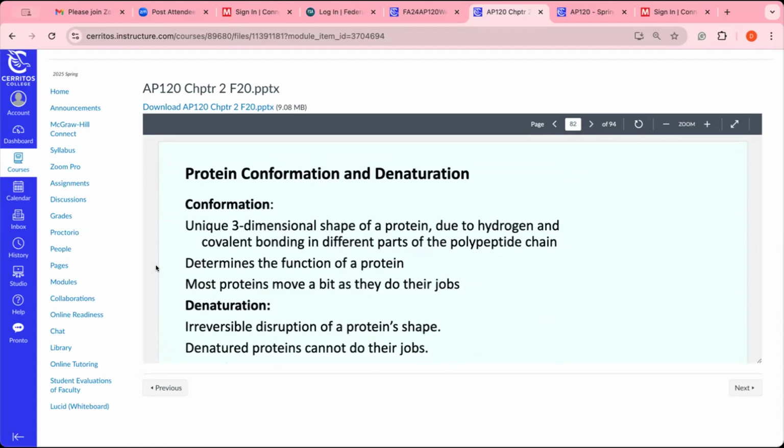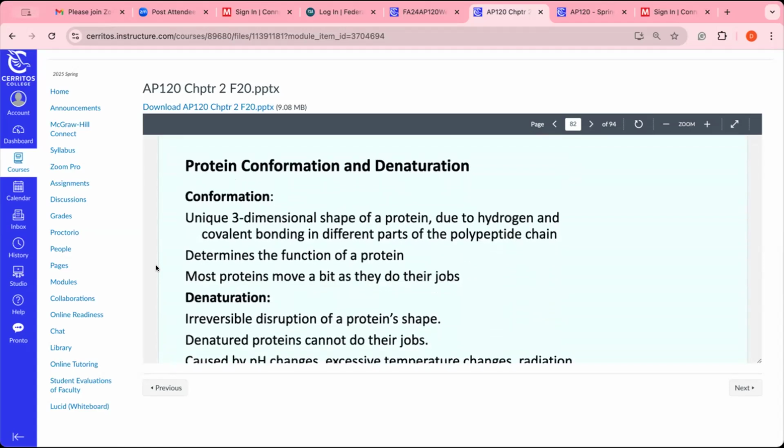Protein conformation and denaturation. The conformation is a unique three-dimensional shape of a protein due to its hydrogen and covalent bonding in different parts of the polypeptide chain, which determines the function of a protein. So depending on where the bonds are in the protein and what type of bonds you have, you get different kinds of protein. And that's how you distinguish the shapes, where they bond and what kind they are.